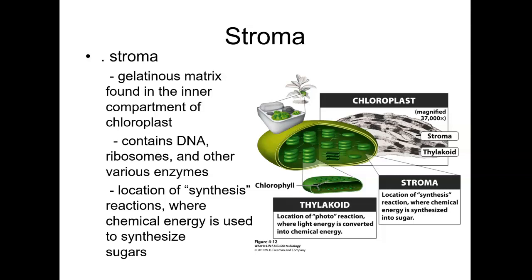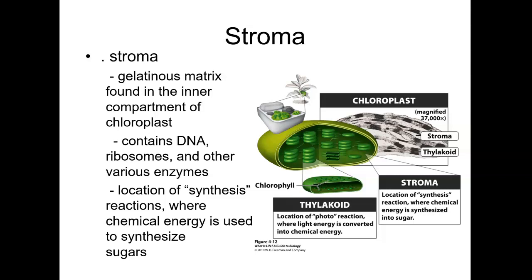The stroma is going to be the gelatinous matrix that's going to be found in the inner compartments of the chloroplast. So it's kind of like the cytoplasm that you would find inside of the cell, except this is going to be the gel-like matrix that you find inside of this chloroplast. It's going to contain DNA, and remember this DNA is going to be unique to that chloroplast. It is not going to match the DNA of the plant, because remember we thought that chloroplast came in through an endosymbiosis route. It also is going to have ribosomes and other various enzymes inside.